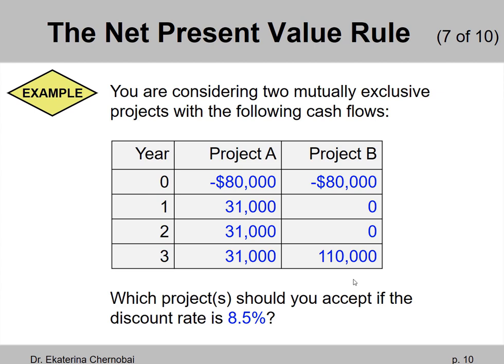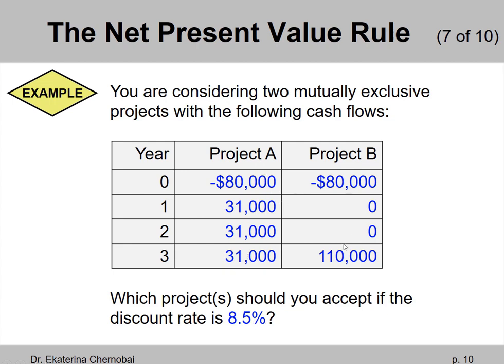Okay, let's look at the following example. You're considering two mutually exclusive projects with the following cash flows. Project A and Project B. Project A cash flows are negative $80,000 in year 0, $31,000 in years 1, 2, and 3. For Project B, the initial investment is the same, negative $80,000. The future cash flows are nothing in years 1 and 2 and $110,000 in year 3. Which project or projects should you accept if the discount rate is 8.5%?